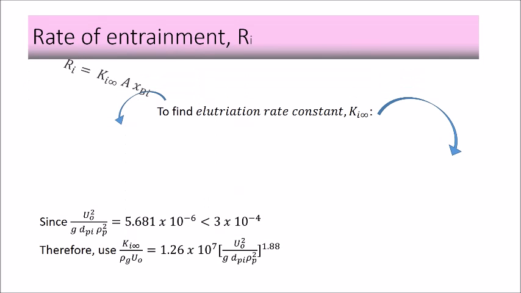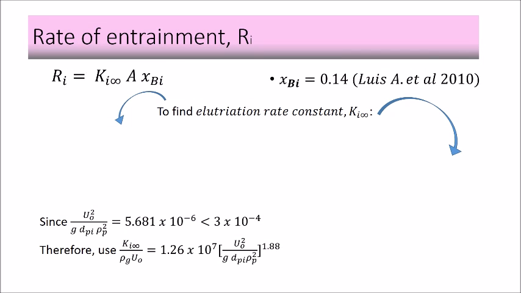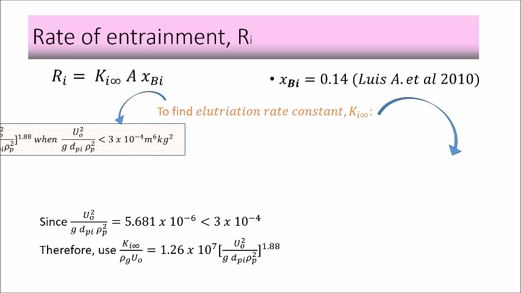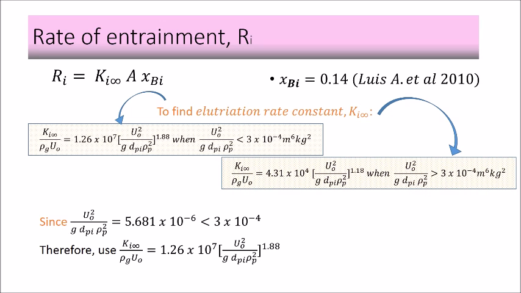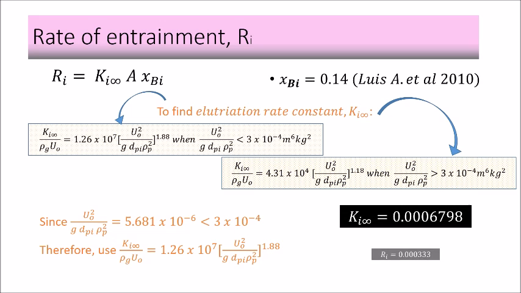The rate of entrainment. The formula is as stated. To find the elutriation rate constant, first, use this formula, or second, use this formula. Since the comparison value is less than 3 times 10 to the power of negative 4, therefore, the elutriation rate constant is 0.0006798 and the rate of entrainment is 0.000333.